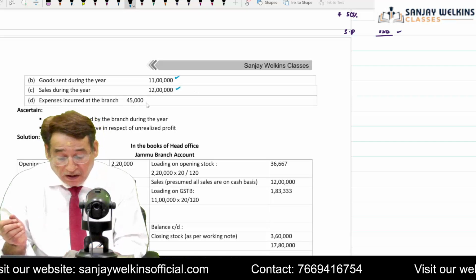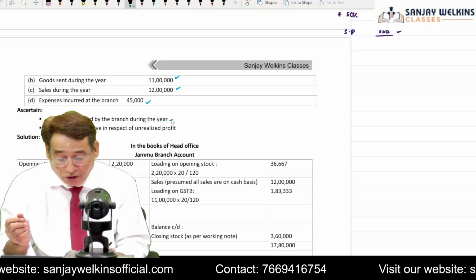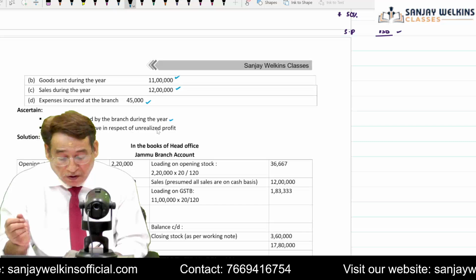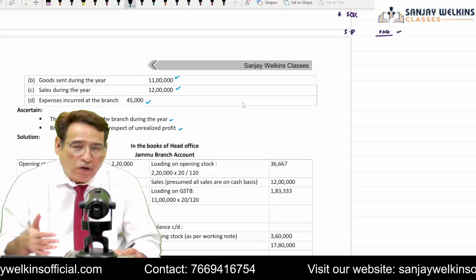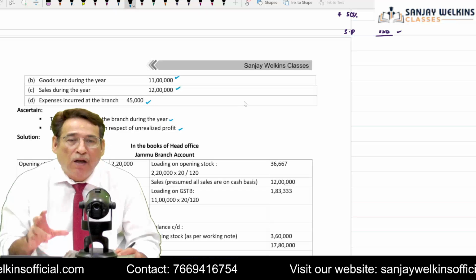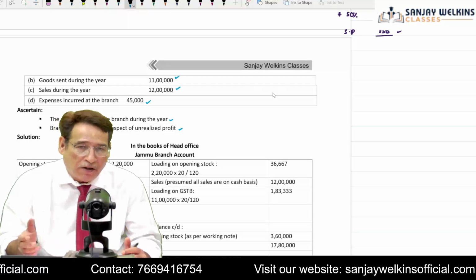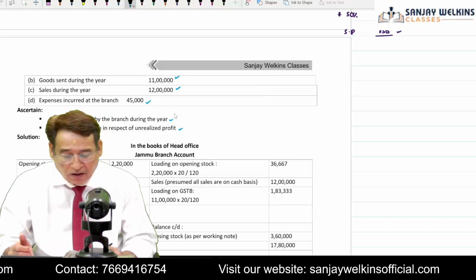And expenses incurred are 45,000. Now the question is asking for the profit earned by the branch during the year, and also the branch stock reserve in respect of unrealized profit. What we mean by that: unrealized profit simply means the closing stock. Because the stock which remains, and the loading thereon, remains unrealized, it is also known as unrealized profit. Anyway, so this is the question.